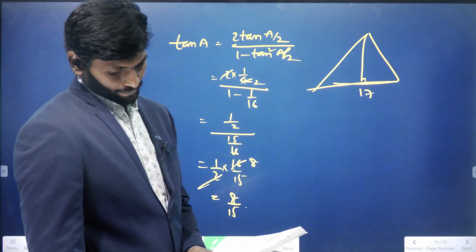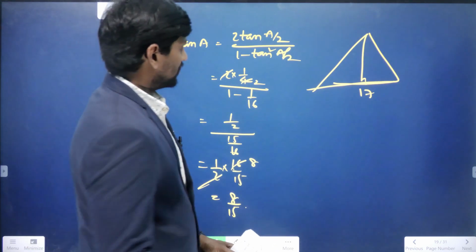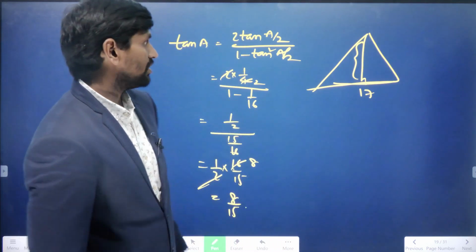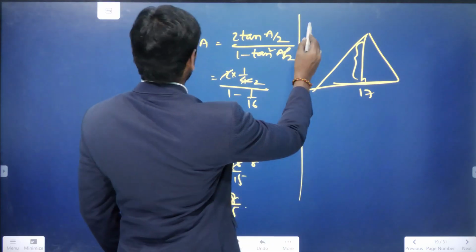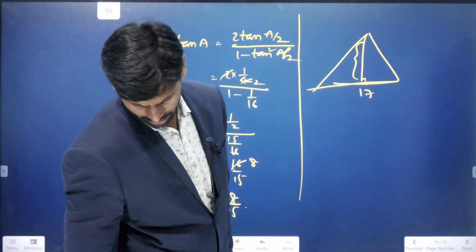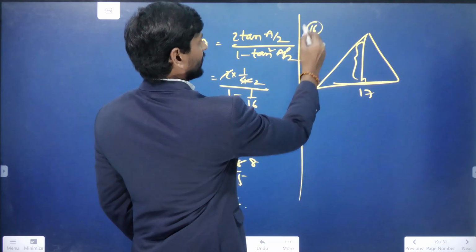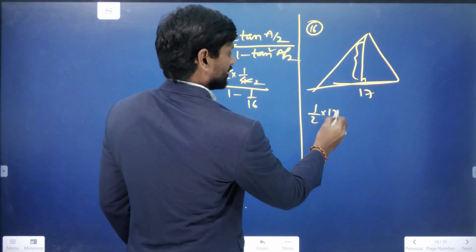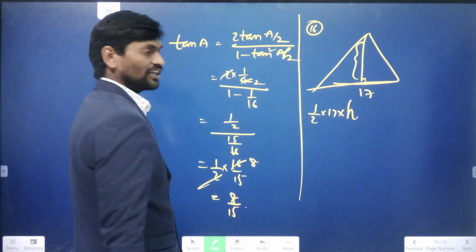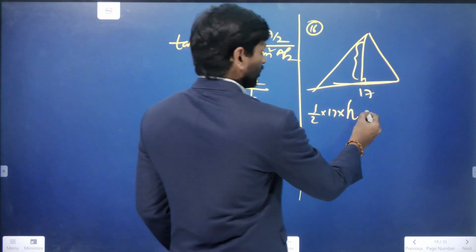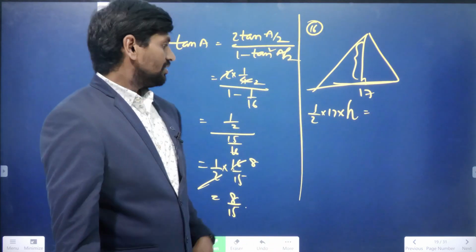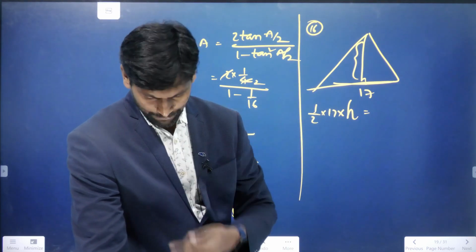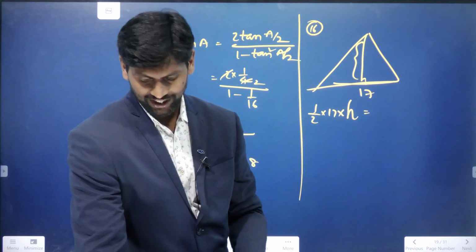altitude. This one we should find according to the formula, 16th question. The area of triangle formula is half of base into height. The base is 17, and the height we want, the altitude, that's all. But for area we have one more formula, by using Heron's formula, root over s into (s minus a) into (s minus b) into (s minus c). Apply the formula because we know the a, b, c values.